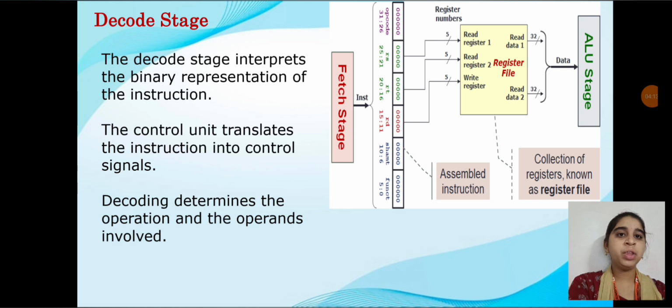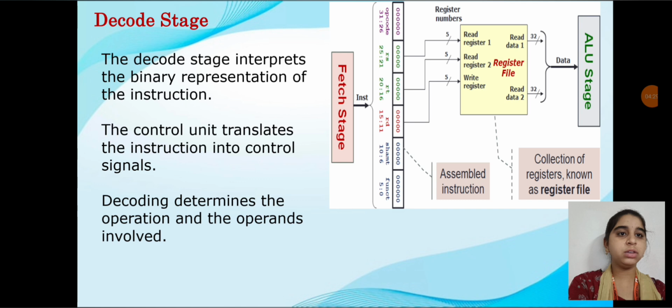Decode stage. The decode stage interprets the binary representation of the instruction. The control unit translates the instruction into control signals. Decoding determines the operation and the operands involved.